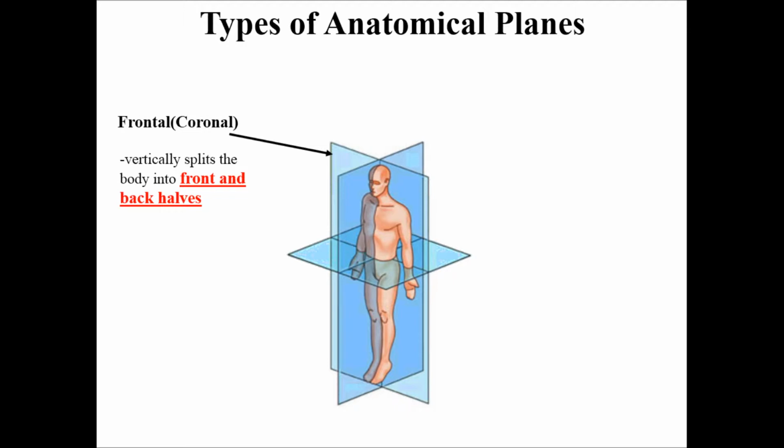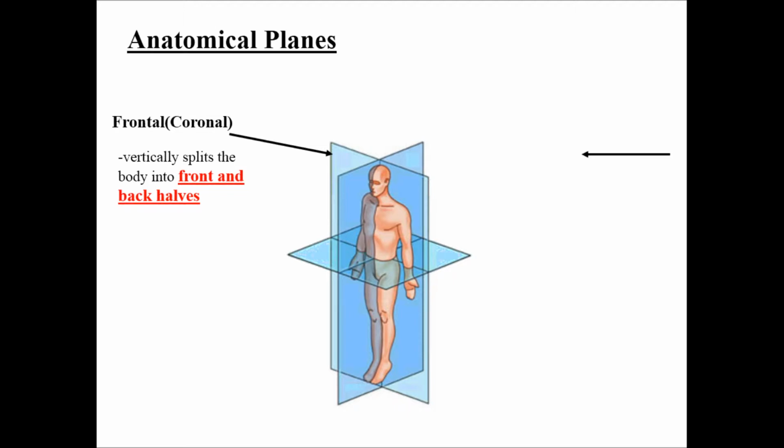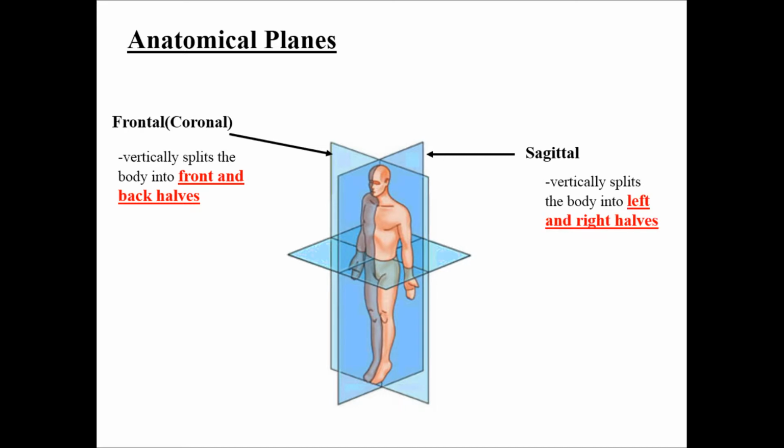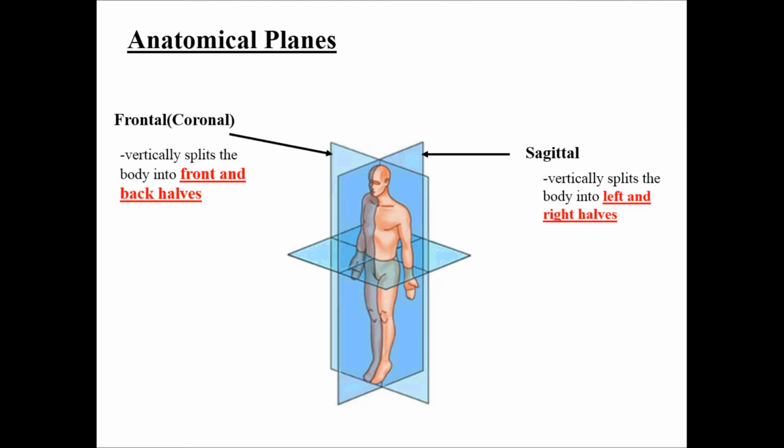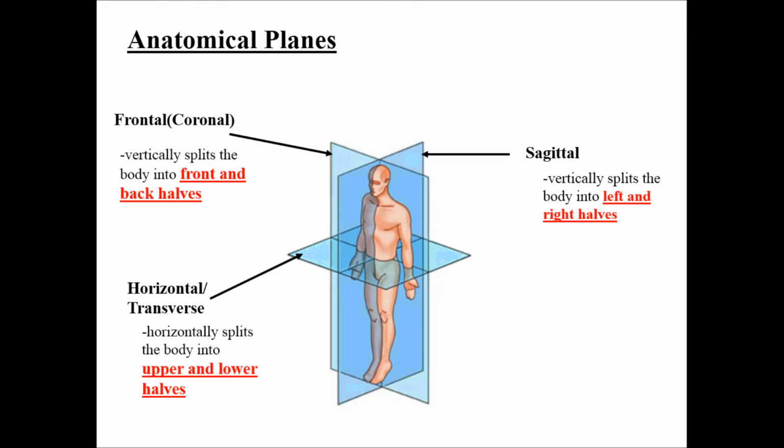That's what the frontal or coronal plane does. And you can see where the arrow is pointing to. Then the second one is the sagittal plane, which divides the body into two equal halves of right and left. And the third one is the horizontal or transverse plane that divides the body into upper and lower halves.